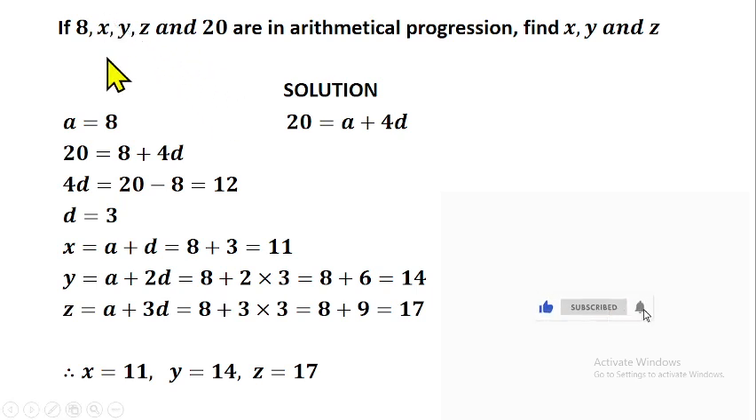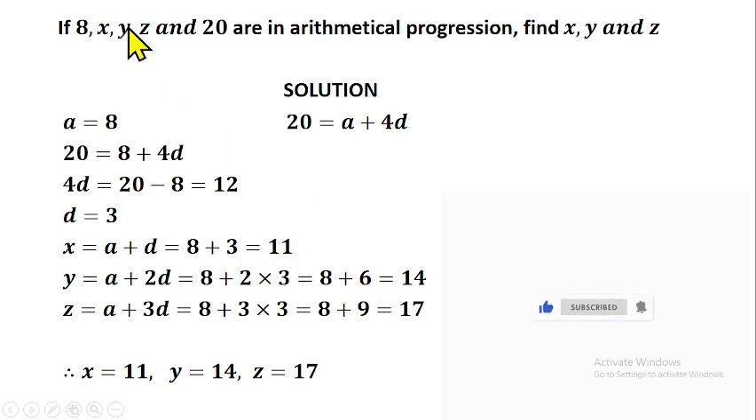What's the second term of an AP? That will be A plus D. So that means our X, which is the second term, is equal to A plus D. Our A is 8 and our D is 3, so the second term will be 11. So X is 11.